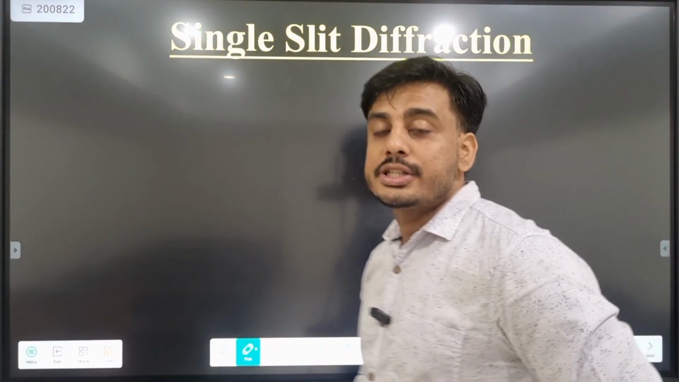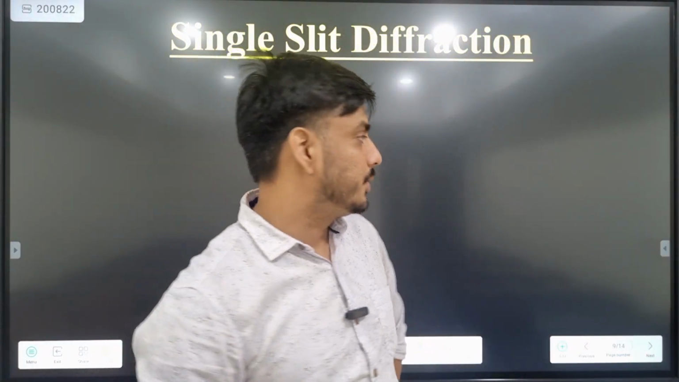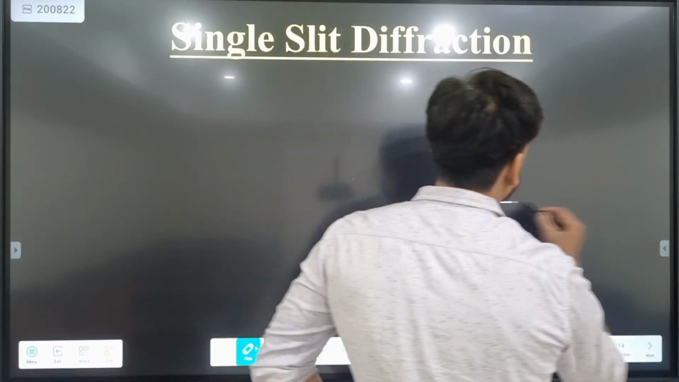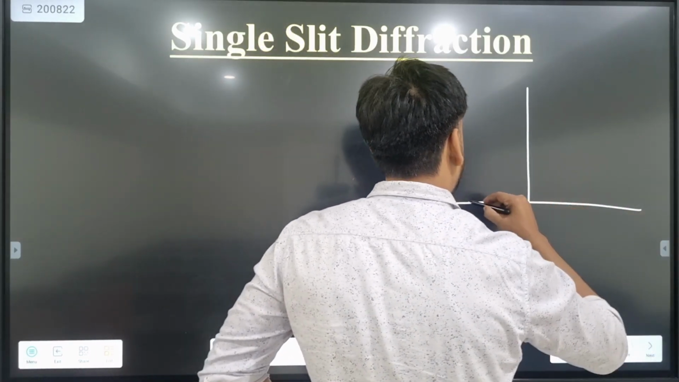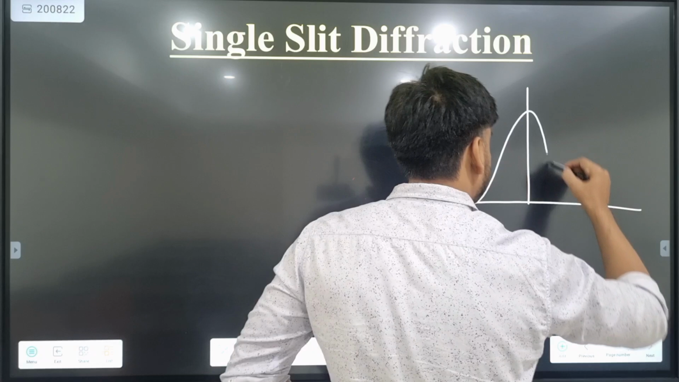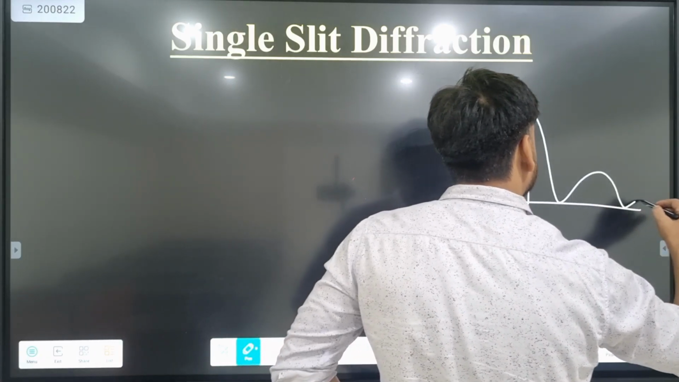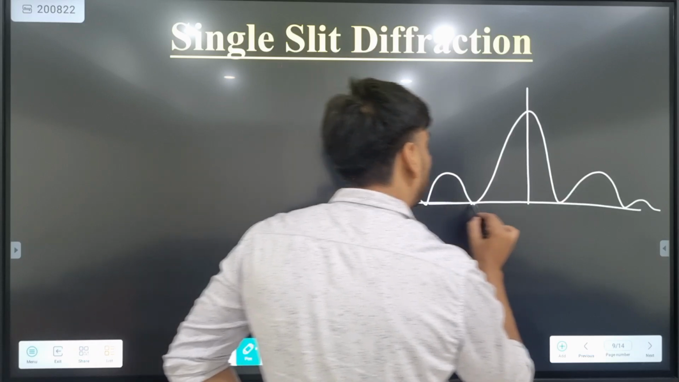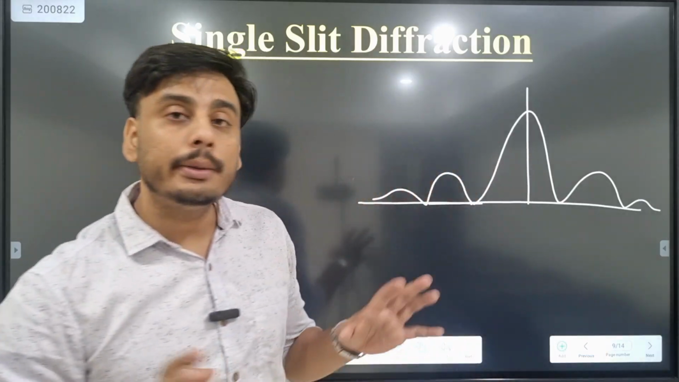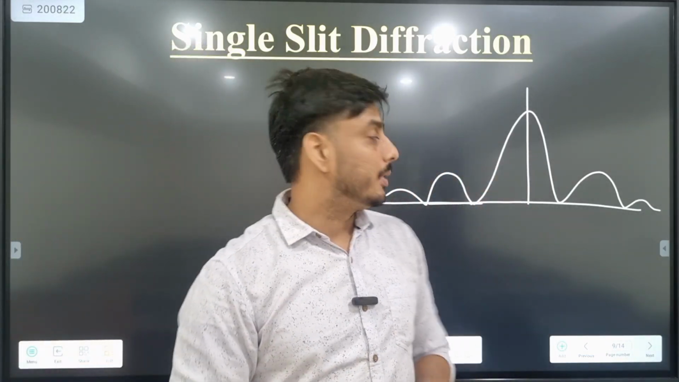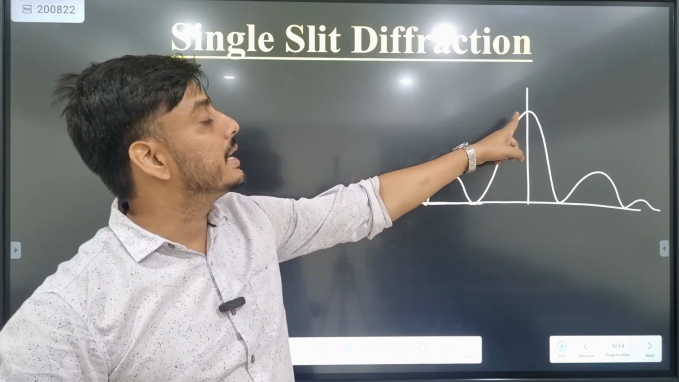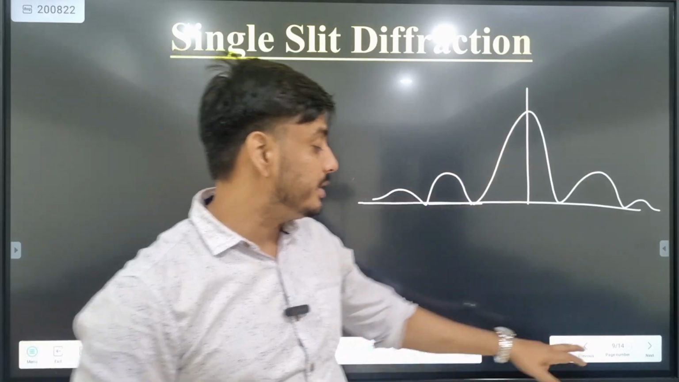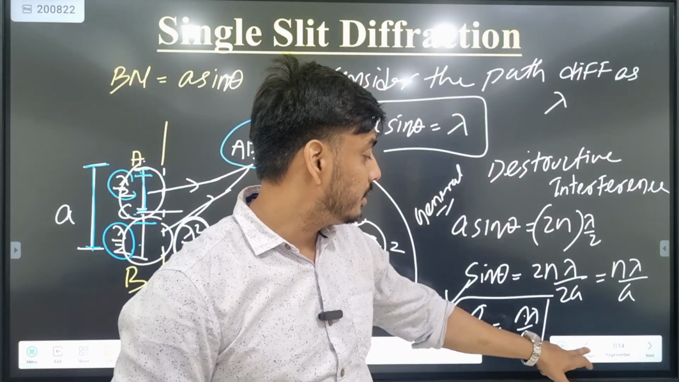Now we are going to discuss the intensity part. Here you can see the intensity in diffraction varies completely differently compared to that of interference. In interference, the intensity of all the bright points remains constant. But here, the intensity of the central maxima is different.